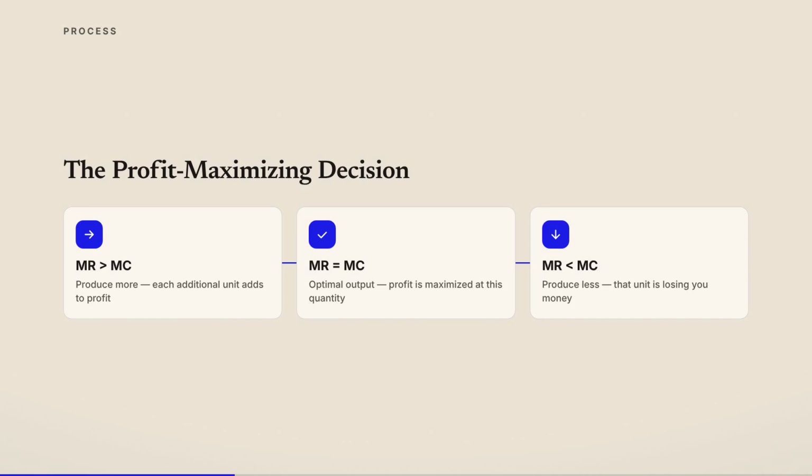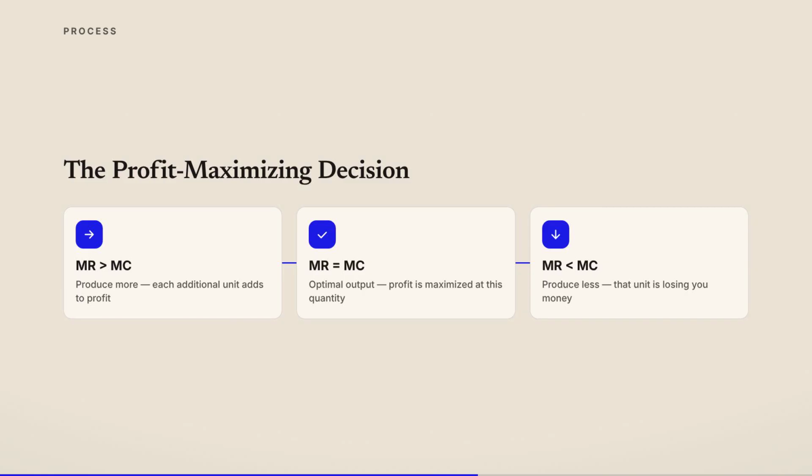The decision rule is beautifully simple. If marginal revenue exceeds marginal cost, produce more. Each additional unit adds to profit. If marginal revenue is less than marginal cost, produce less. That unit is losing you money. The sweet spot is where marginal revenue equals marginal cost.